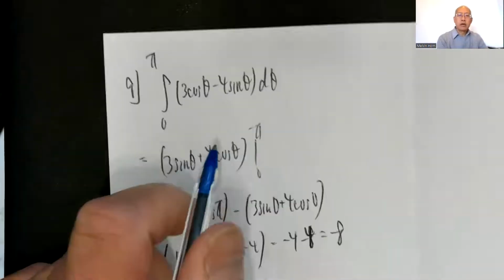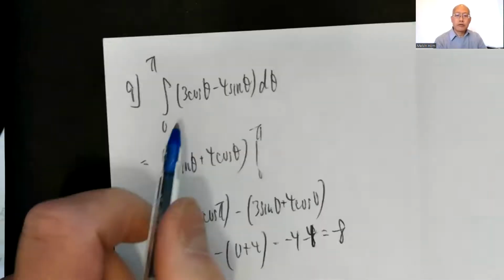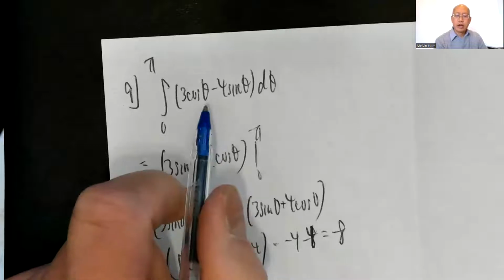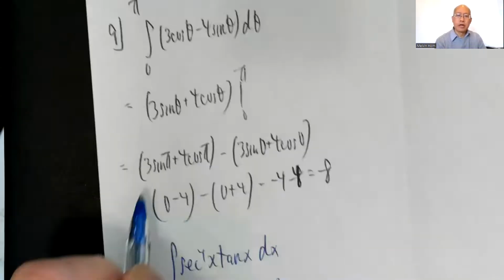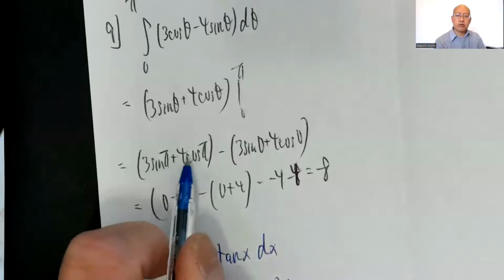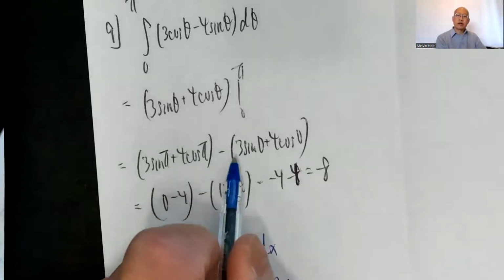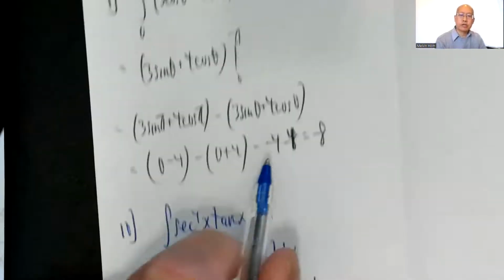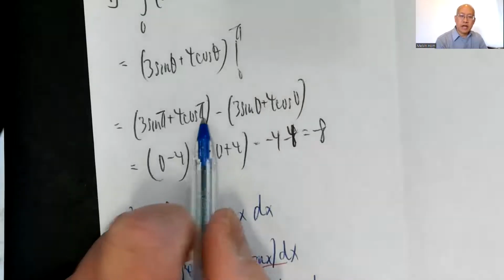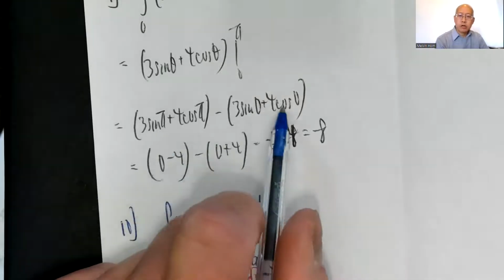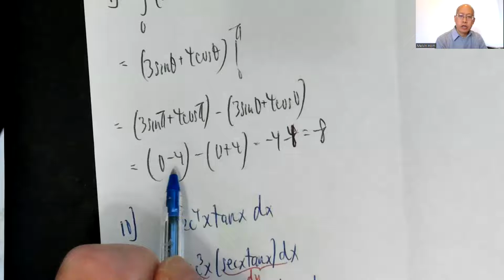Number 9, integral of 3 cosine theta is 3 sine theta. Integral of negative 4 sine theta is plus 4 cosine theta, from 0 to pi. Plug in pi: 3 sine pi plus 4 cosine pi. Plug in 0 minus 3 sine 0 plus 4 cosine 0. Sine of pi is 0. Sine of 0 is 0. Cosine of pi is negative 1 times 4 is negative 4. Cosine of 0 is 1 times 4 is 4. So I have negative 4 minus 4, negative 8.